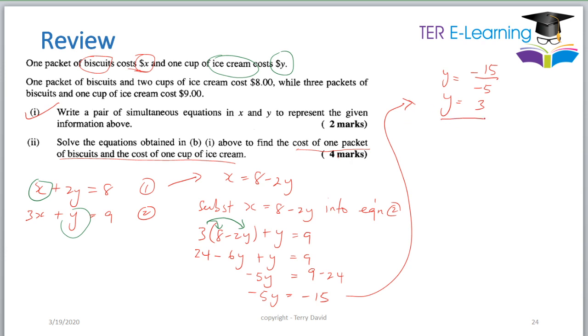Alright, since we know what y is now, we can figure out what x is. When y is equal to 3, remember you have an expression here ready for x. x is equal to 8 minus 2y, which is equal to 8 minus 6, which is equal to 2. Therefore x is equal to 2 and y is equal to 3.